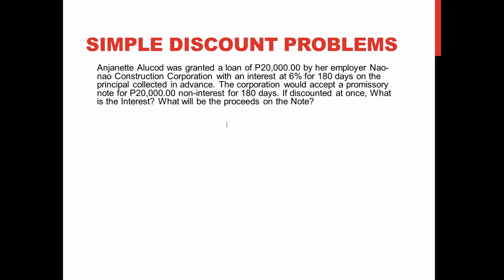So this problem is unique in such a way that our interest period is already set at 180 days. So it could no longer fall on the standard or ordinary simple interest wherein we consider 360 days as the interest period. So this time, it takes off from the 180 days duration.